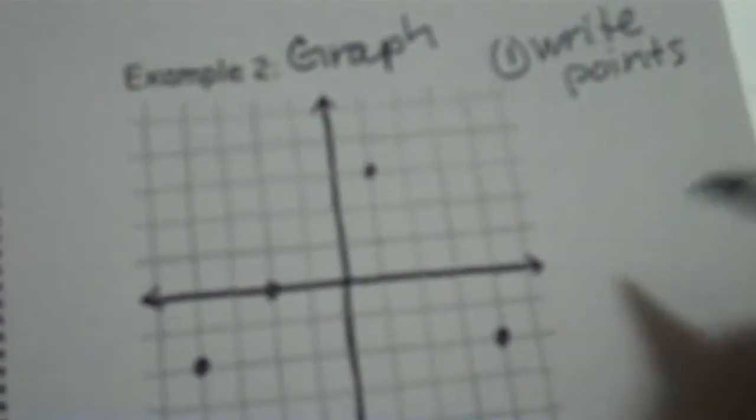Okay? So you have a graph right here. We have some points, and we need to do the domain and the range. The first thing I want you to do is write the points. You could even create a table if you want to, but I'm just going to write out the points.